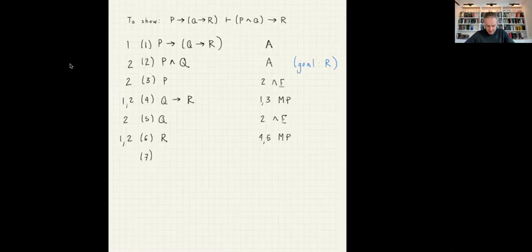Okay, so now line 7, I wanted to get R because I wanted to show that if P and Q, then R. So now I've done that. I've gotten R from P and Q. So from 2 and 6, conditional proof.